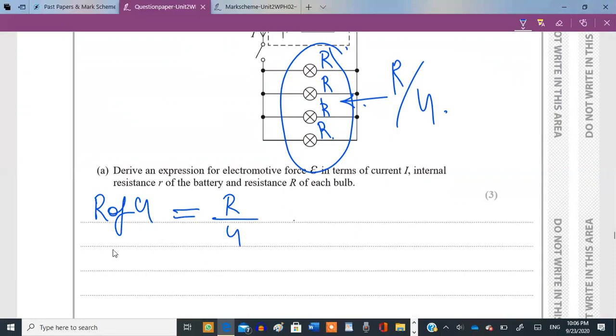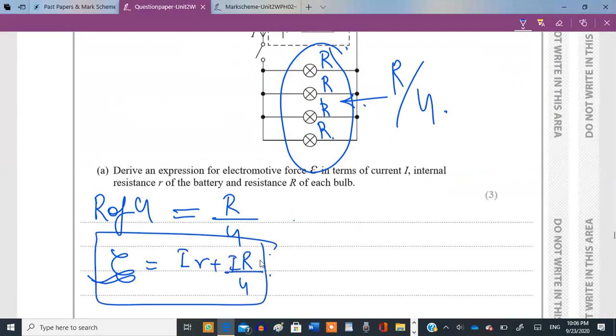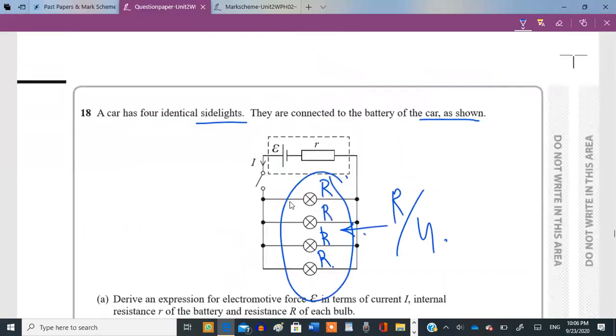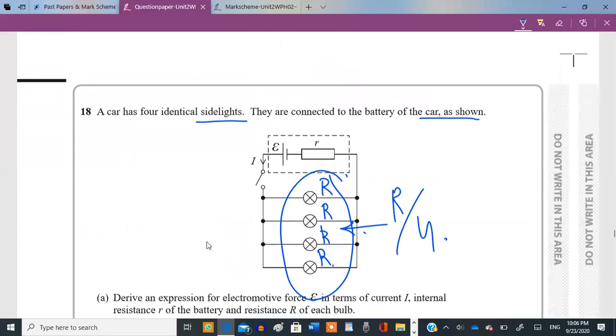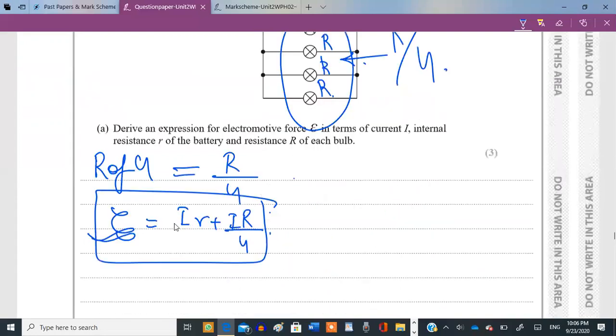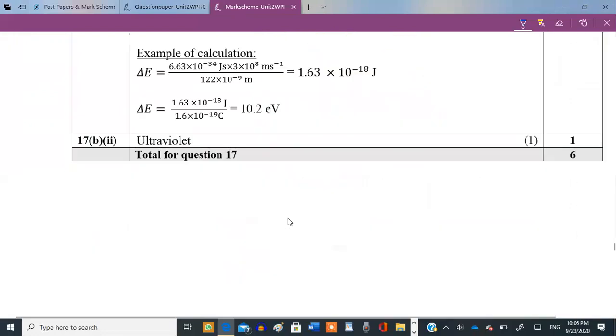Then you can use Kirchhoff's law. The EMF of the battery is equal to I multiplied by r plus I multiplied by R upon 4. That's your answer. I into r plus I multiplied by R upon 4. Clear? Is this clear? Yeah. All right, so let's verify it.